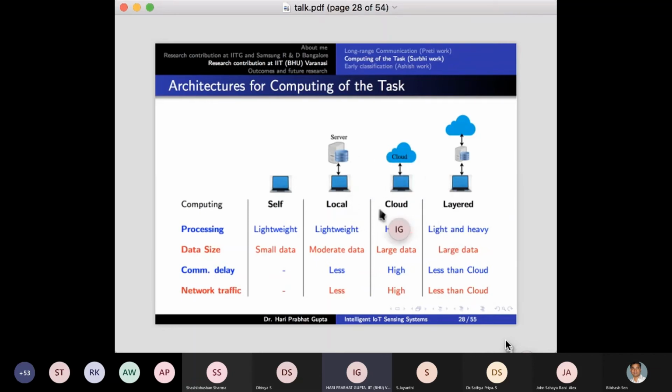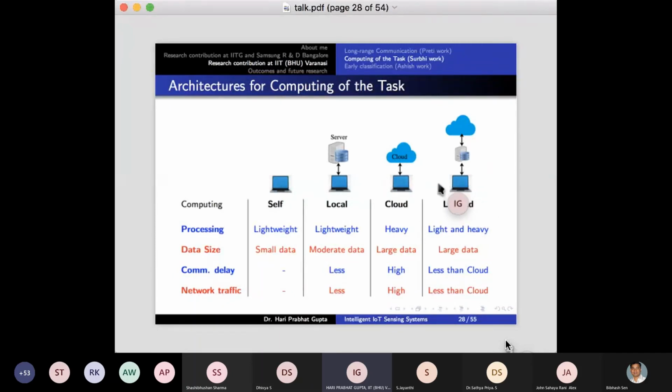The third solution is that we can directly transmit the data to the cloud. Okay. So in processing, we can solve heavy machine processing. We have a large data size, but the communication delay is very high and the network traffic is also very high. So one machine can collect all the data, and where we can process the data, that is the problem. So what we are doing, we use this architecture, which is known as the fog computing architecture.